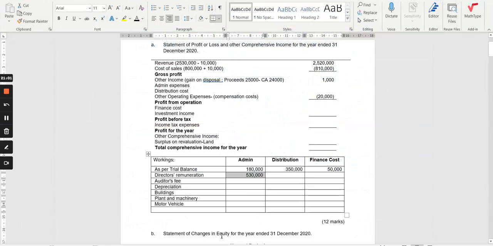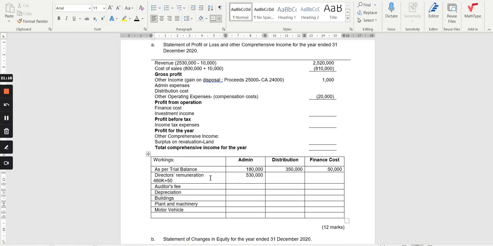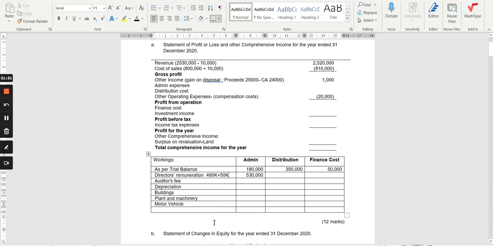So therefore that is going to be here 480,000 plus 50,000. Okay, that is the detail that you need to include. Next is your auditor's fee. Auditor's fee, it was from the accrued expenses, and this is accrued expenses on audit fees.